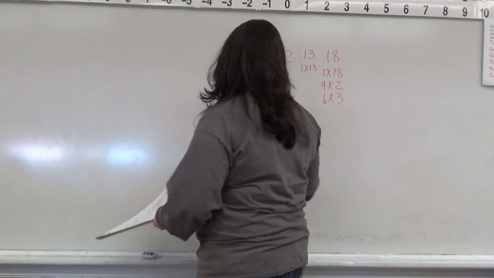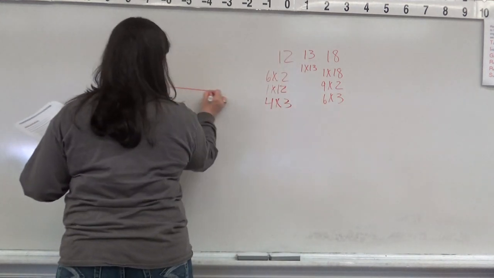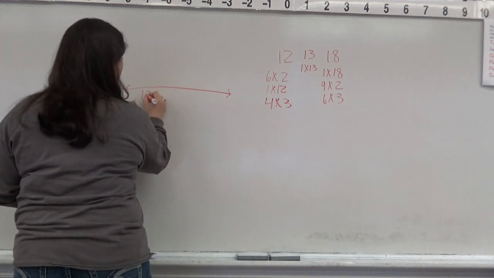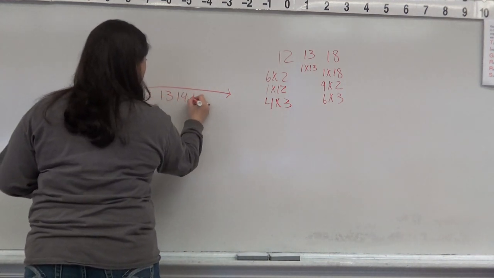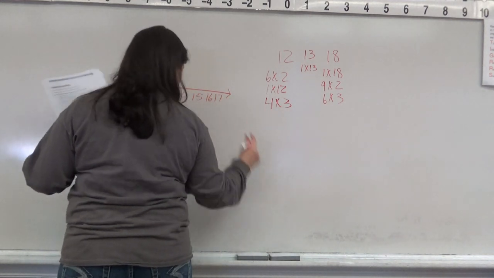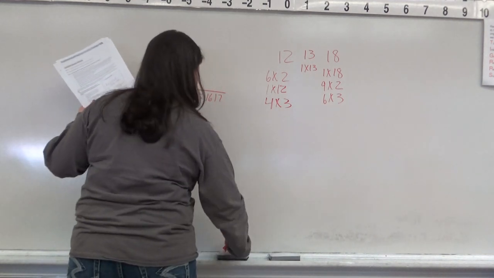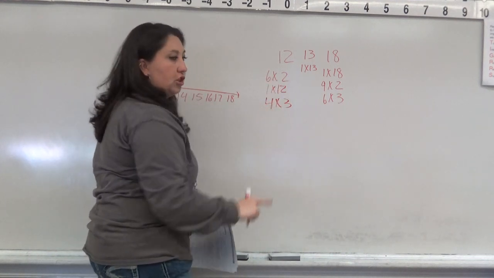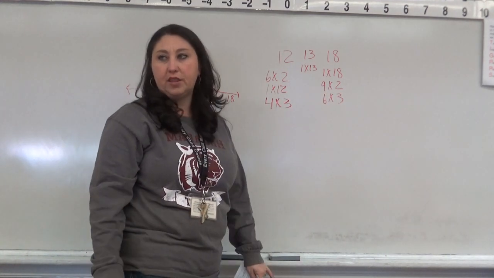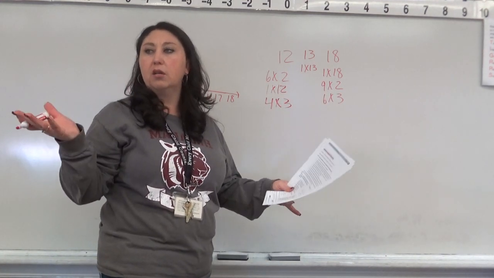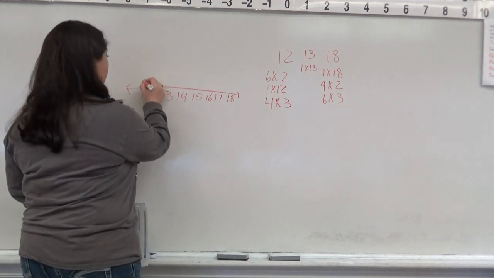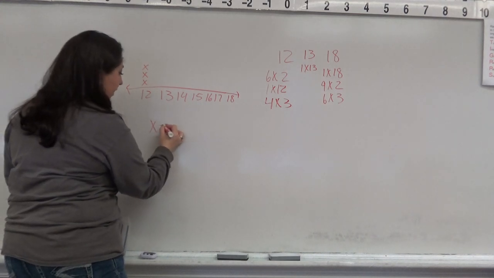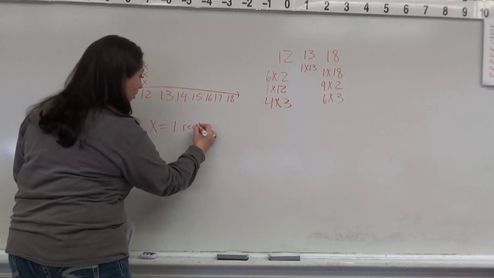So a line plot would look like this. And it would have the numbers under it. 15, 16, 17, and 18. Okay? So how many different strategies did we come up with under 12? How many rectangles could we make? Three. So we would come over to our line plot and we would put three X's, and we're going to use X equals one rectangle.